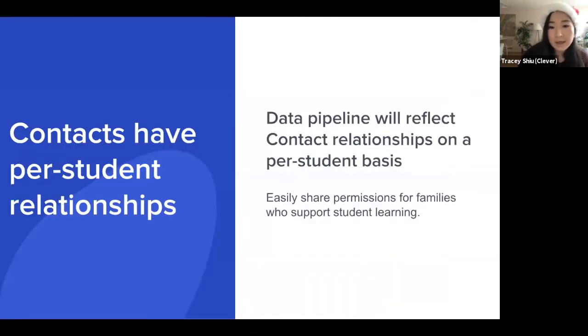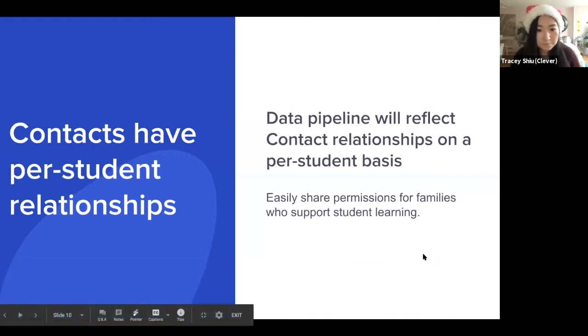So next, we're adding additional granularity to contact relationships. This means that if a contact is a parent to 2 children, also has a nephew in the district, and is an emergency contact for a family friend, they'll have one Clever ID, and you'll be able to see those unique relationships with every single student and easily share permissions for family members who support student learning in your application.